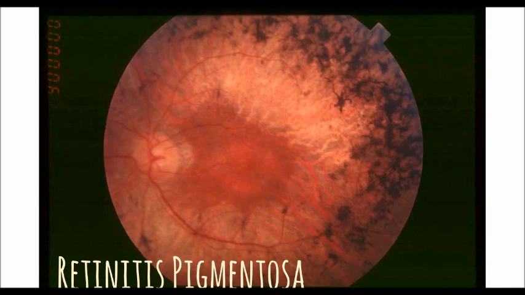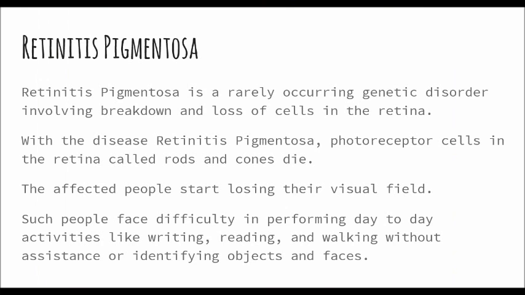Now I will be describing the disease retinitis pigmentosa. It is a rarely occurring genetic disorder involving breakdown and loss of cells in the retina. With the disease retinitis pigmentosa, photoreceptor cells in the retina called rods and cones die. The affected people start losing their visual field. Such people face difficulty in performing their day-to-day activities like writing, reading, and walking without assistance or identifying objects and faces.